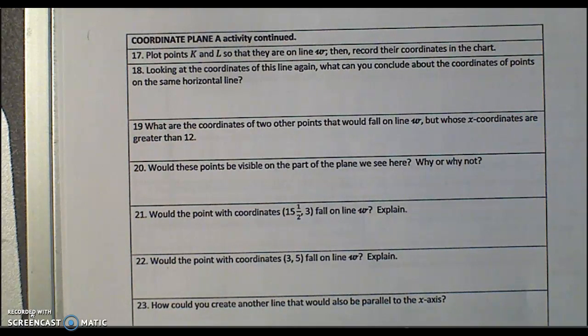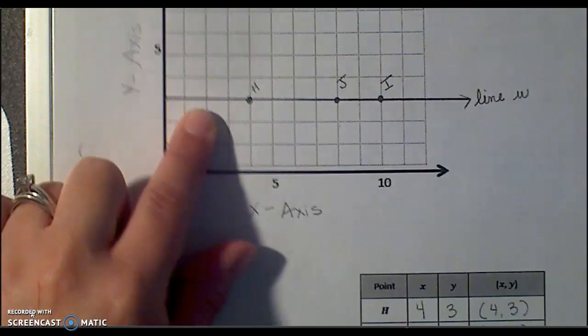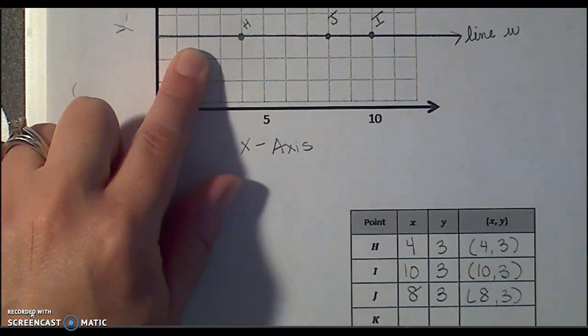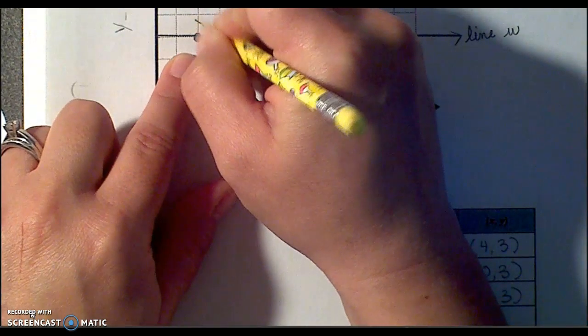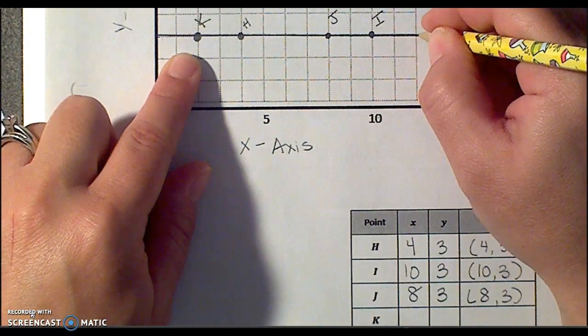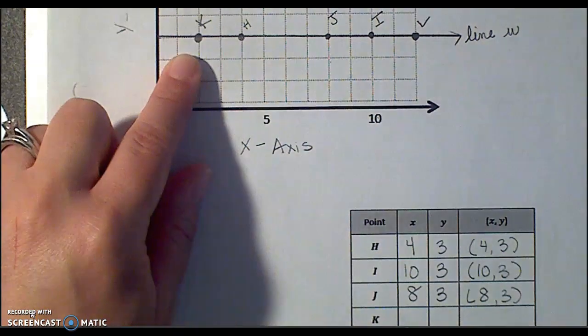So we get to make up our own K and L. I'm going to plot K. Let's see, I'm going to scoot this up so you can see my chart too. I'm going to put a K right here and call that point K. And I will put a point right here on the very last line and call that L.